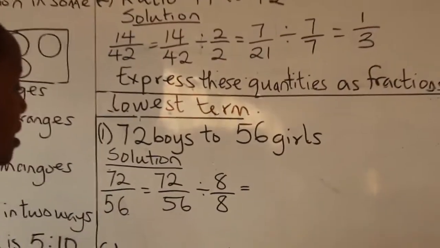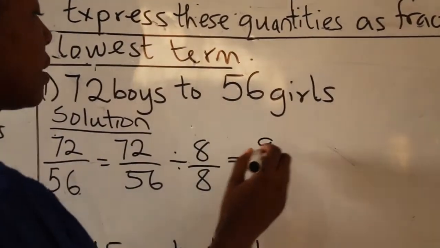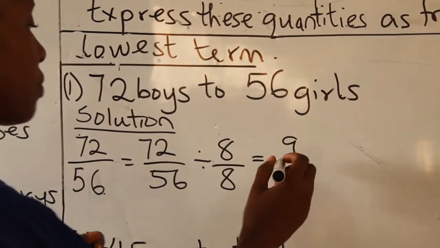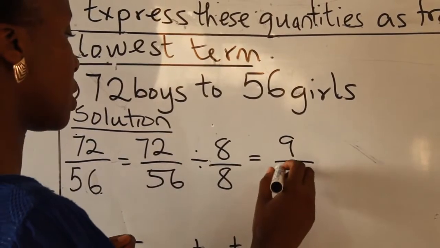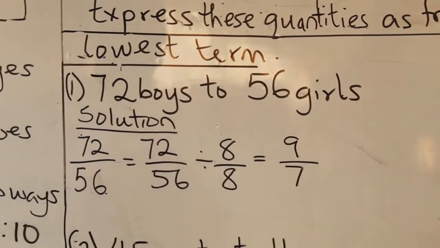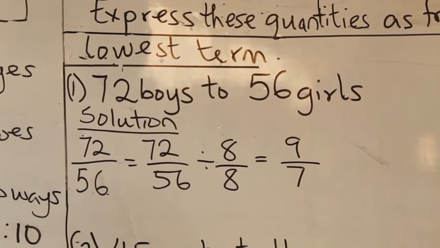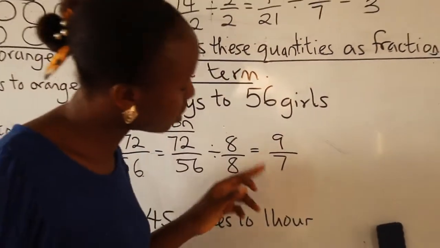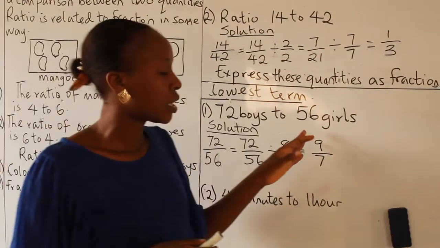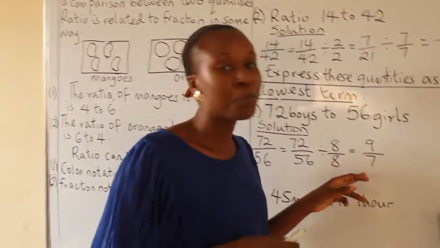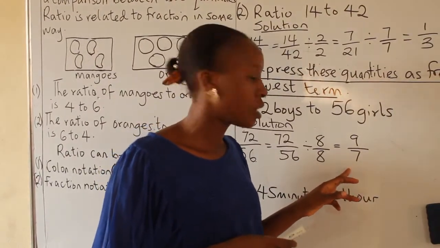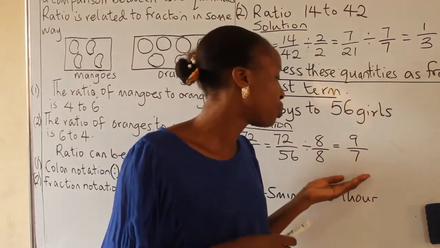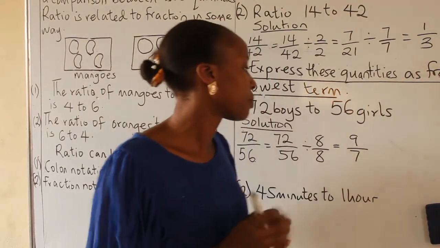72 divided by 8 will give us 9, while 56 divided by 8 will give us 7. If you look at the answer we got, 9 over 7, it is an improper fraction, and we can't leave our answer in this form. We have to change it to a mixed number.